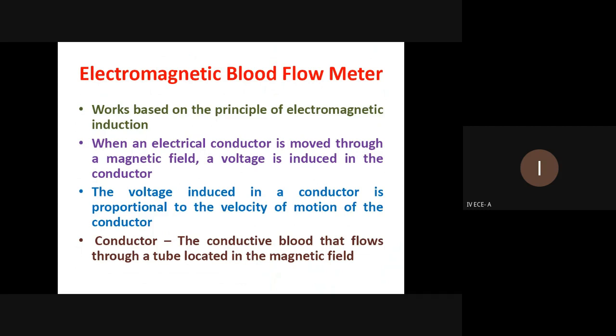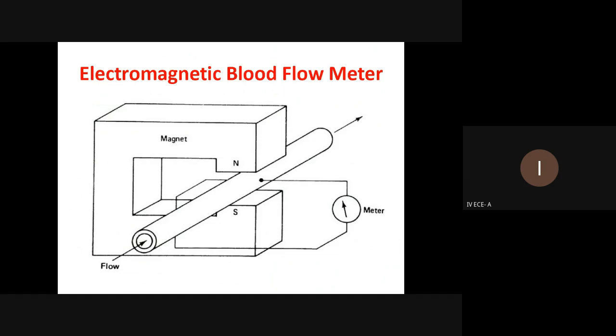So first of all, we have to see the magnetic blood flow meter, that is the electromagnetic blood flow meter. It is based on the electromagnetic induction principle. When an electric conductor is moved through a magnetic field, a voltage is induced in the conductor. The voltage induced in the conductor is proportional to the velocity of motion of the conductor. So the conductive blood flows through a tube located in the magnetic field. So this is the apparatus setup.